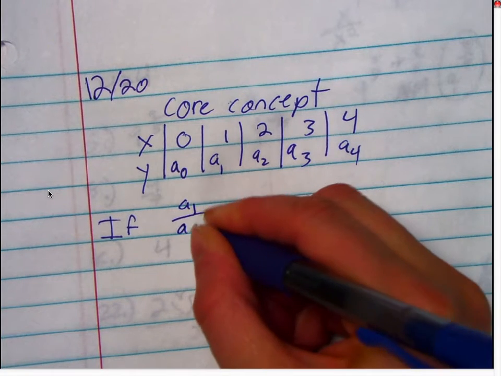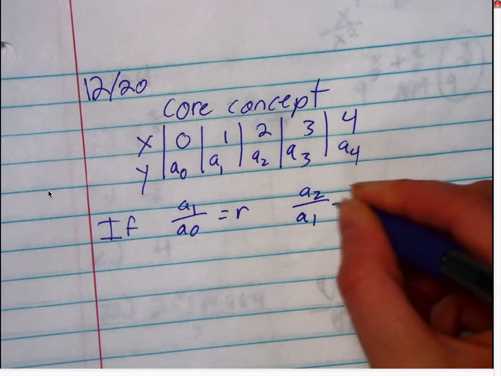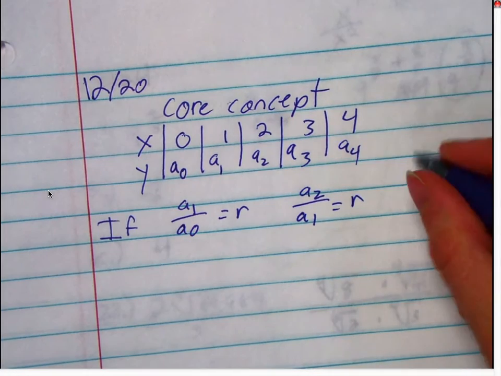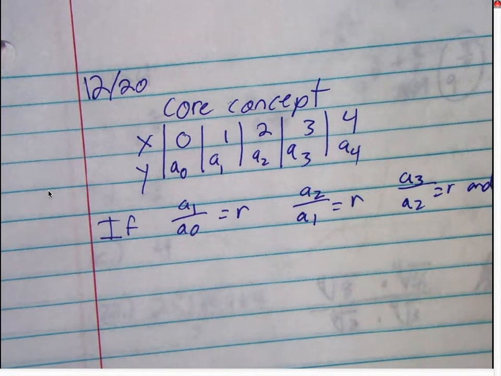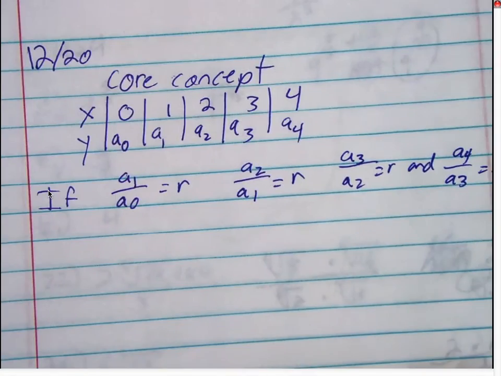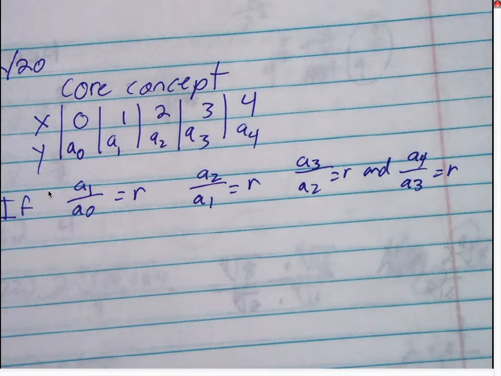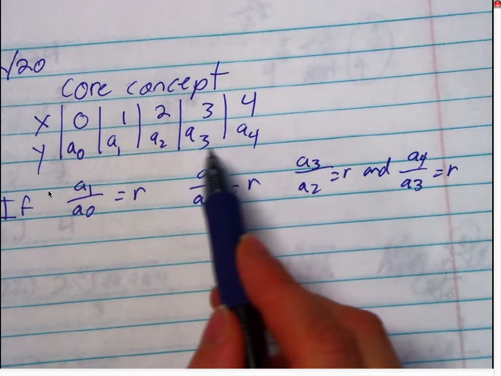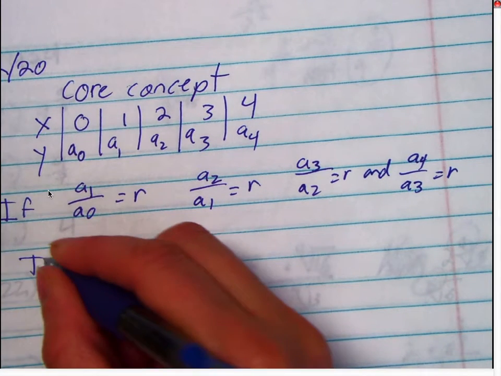So, if A1 divided by A0 equals R, A2 over A1 equals R, notice that they're the same, A3 over A2 equals R, and A4 over A3 equals R, it is exponential. What's R? R is that rate. It's the quotient of the numbers as we go down. Okay, if they're all the same, it's exponential. So they have a common ratio.